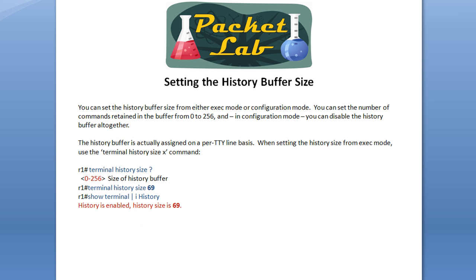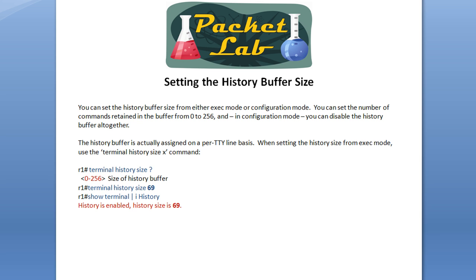The history buffer is set by default, and according to Cisco, the default is 10 commands. So you can actually tweak this from anywhere from 0, which effectively disables it, up to 256 commands, and you could do that either from configuration mode under the lines, or you can do it from exec mode via the terminal history size. And the reason we use terminal history size is because the history buffer is actually assigned on a per TTY line basis, which is actually pretty interesting.